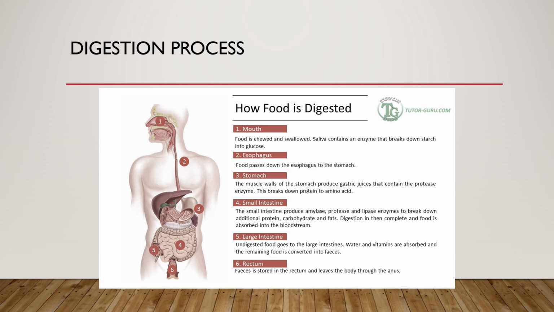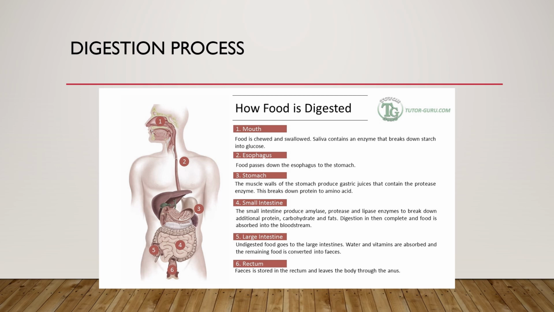Now from here food moves ahead into the small intestine. Now the small intestine produces amylase, protease and lipase enzymes. You do not need to actually remember these names, but understand the process happening. These enzymes break down additional protein, carbs and fats. So the breaking down of all these proteins, carbs and fats happens in your small intestine. Digestion is then complete and food is absorbed into the bloodstream.